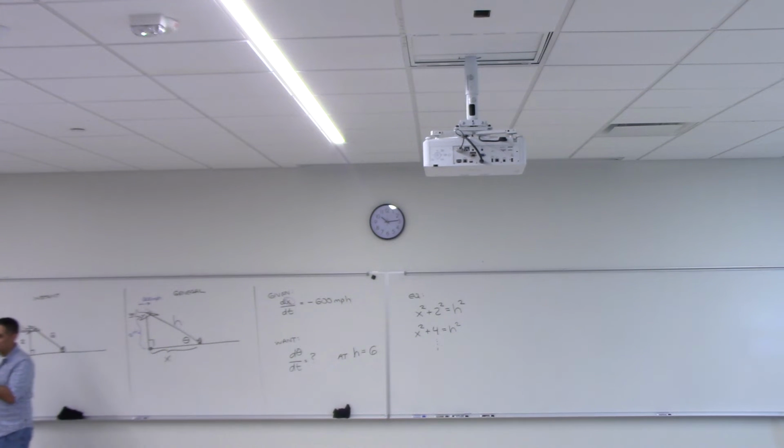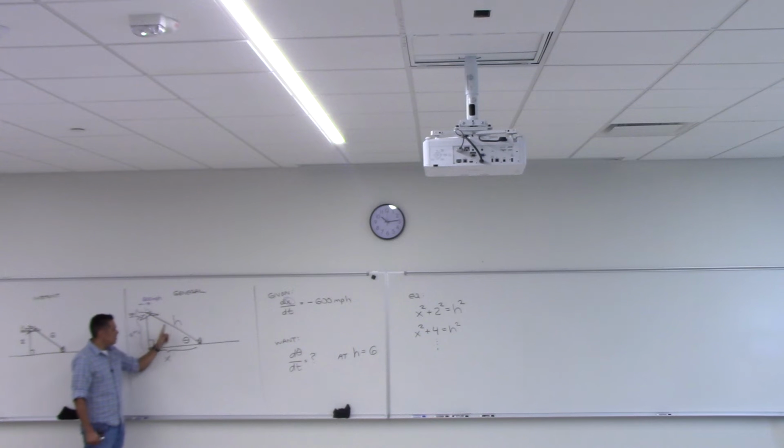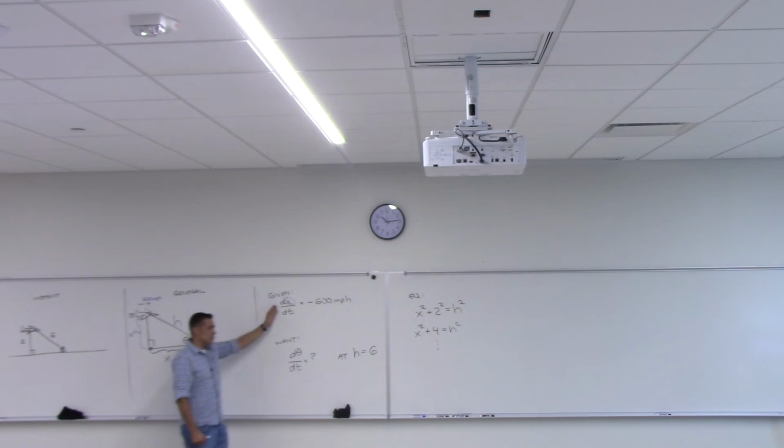I know I'm moving fast here, okay? But that's why I'm recording this, all right? Because you can go back and watch this. This is on my picture still, right? This is the new picture. I still have h here, but the thing I'm interested in is theta, how fast theta is changing. dx dt is still negative 600.